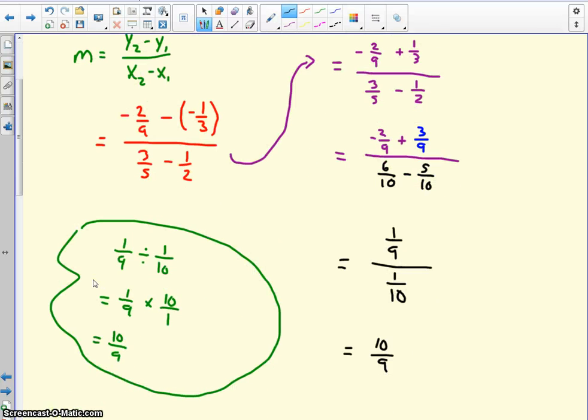Okay, so first off, I'll let you check your answer. You should have gotten 10 over 9 for the slope. Okay, if you want to see the steps, here's what I did.